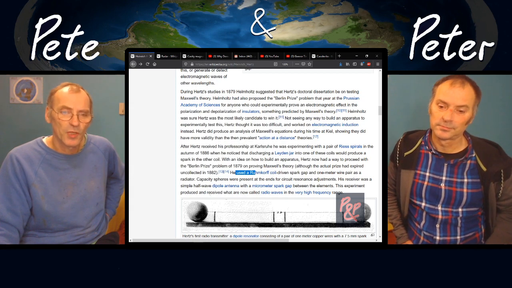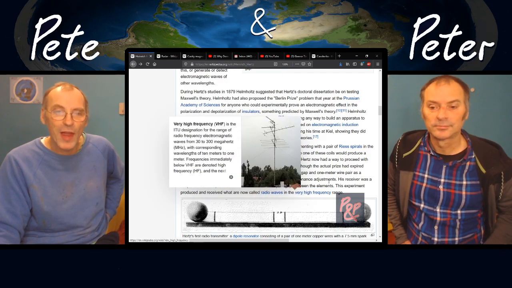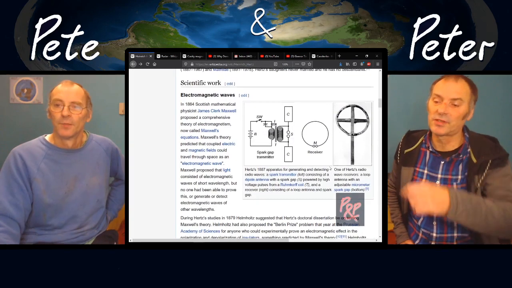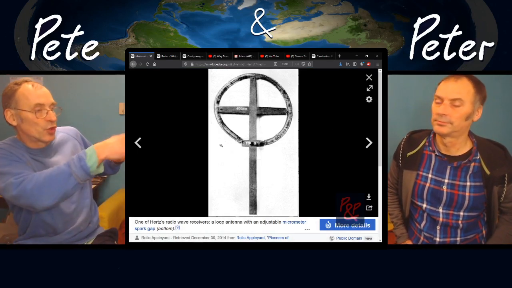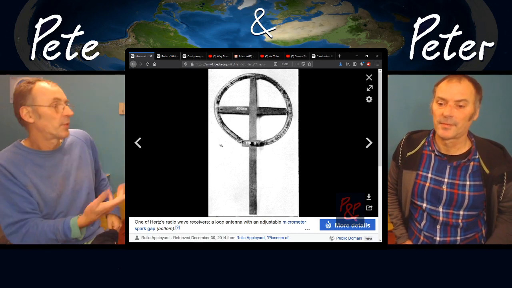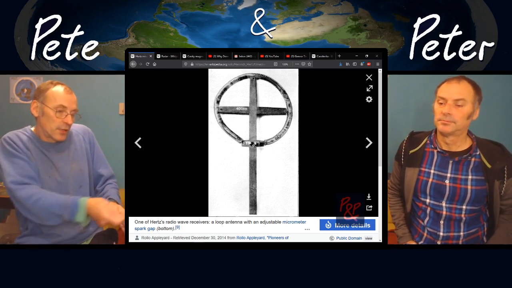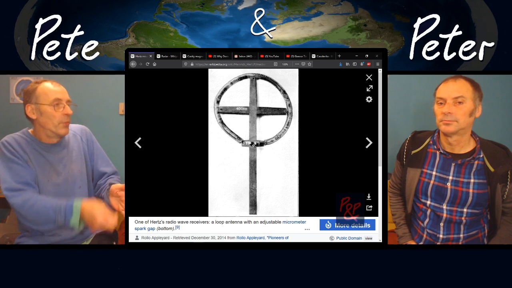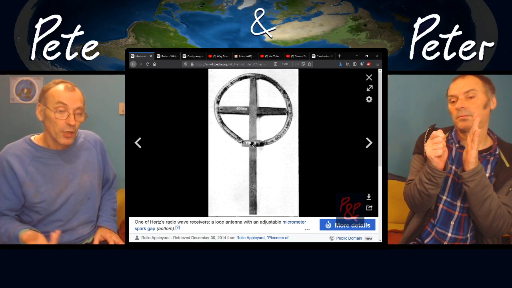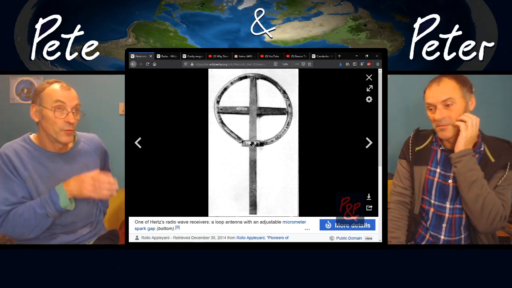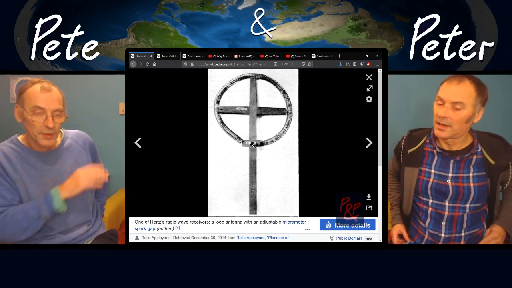This experiment produced and received what are now called radio waves in the very high frequency range. And there's his receiver there. Basically, it's like a heating element that's coiled round into a ring, with a small gap at the bottom. So maybe he's waving it like this. We don't know how far away from the spark he was holding it. He could have been up quite close. We haven't researched whether anyone has demonstrated a replication of this at all.